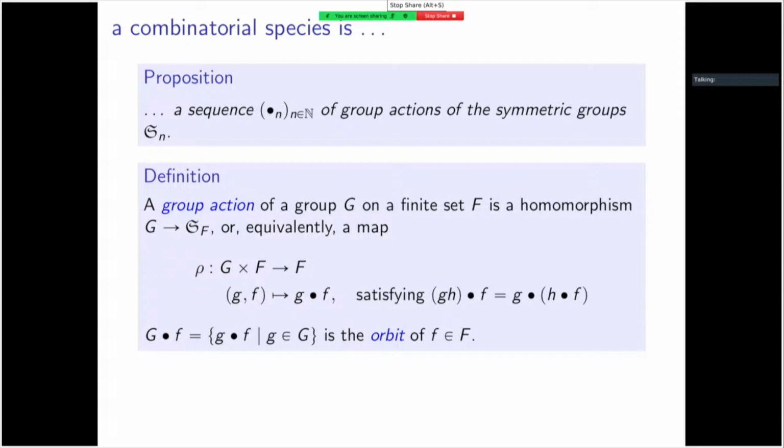Okay, so in our case, for species, let's do an exercise. In the species world, what would the little f be? Or what would the capital F be in the species world?